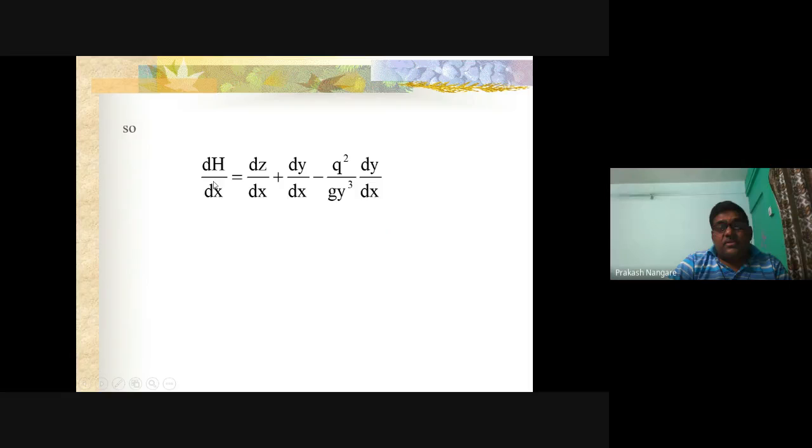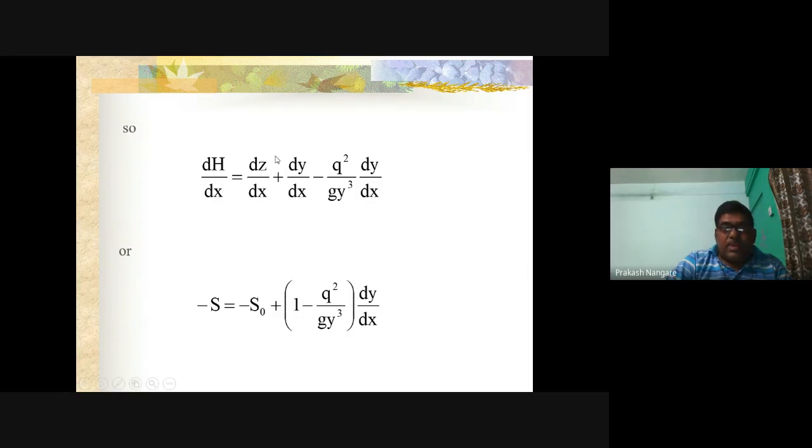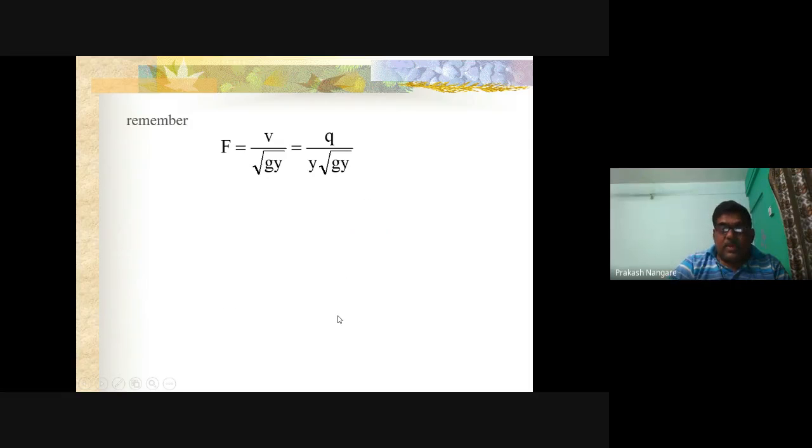You will get this equation: dH by dx is equal to dz by dx plus dy by dx minus q square by g y cube into dy by dx. Then substitute dH by dx as minus Sf, the energy gradient line slope, and dz by dx represents the bed slope of the channel. Simply simplify: dy by dx is taken outside, and the remaining term is 1 minus q square by g y cube. So v by root of g y indicates the Froude number.